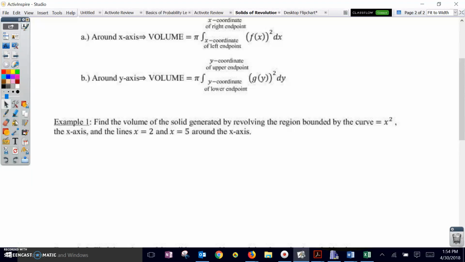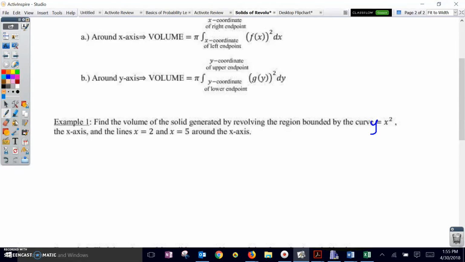Okay, in this first example, we're going to find the volume of a solid generated by revolving the region bounded by the curve, this should say y equals x squared, the x-axis and the lines x equals 2 and x equals 5. And we're going to revolve that around the x-axis.